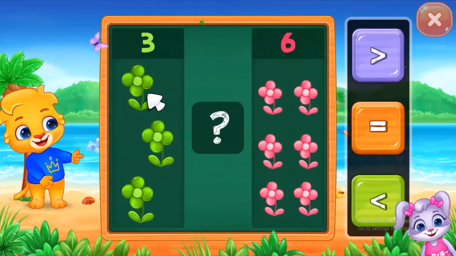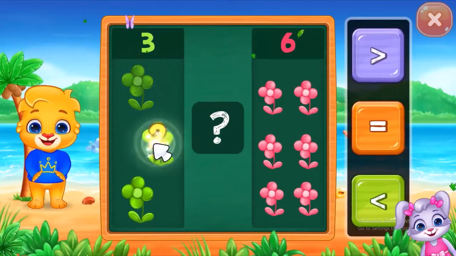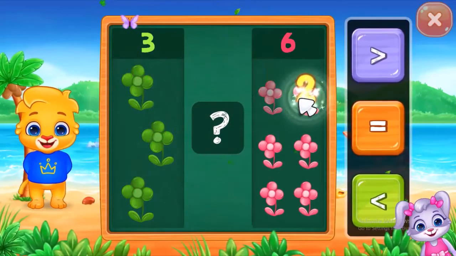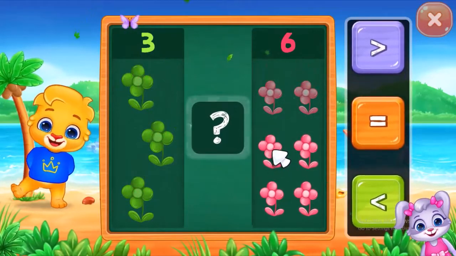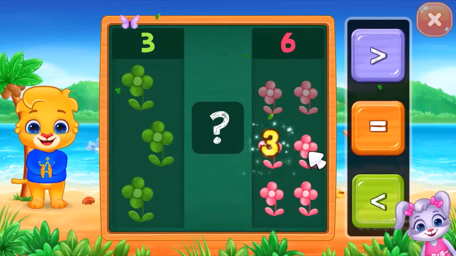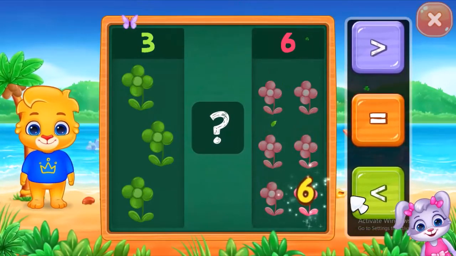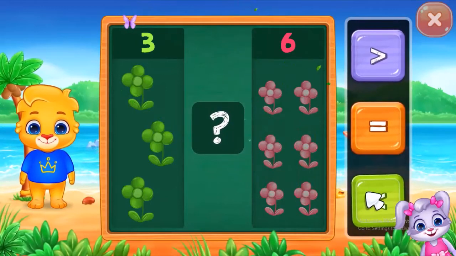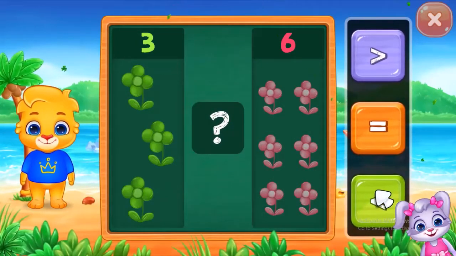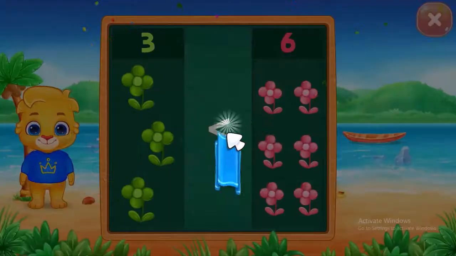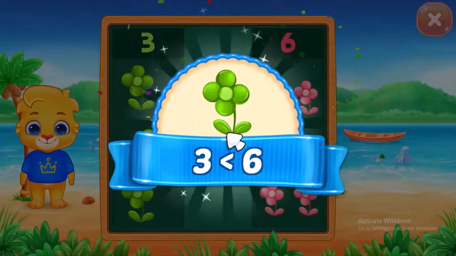Flowers. 1, 2, 3. 1, 2, 3, 4, 5, 6. Less than. Woohoo! 3 is less than 6.